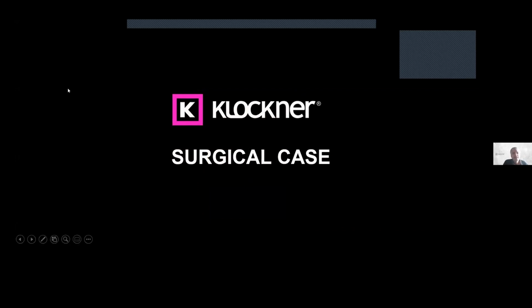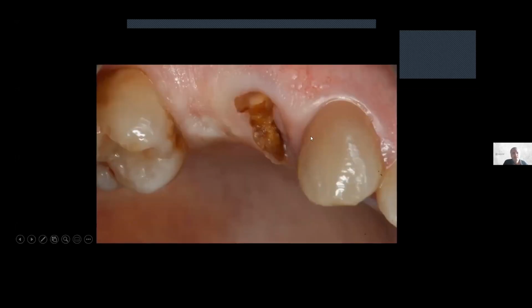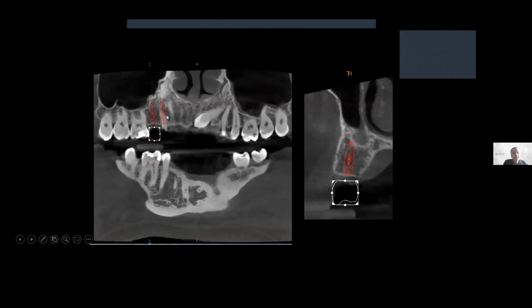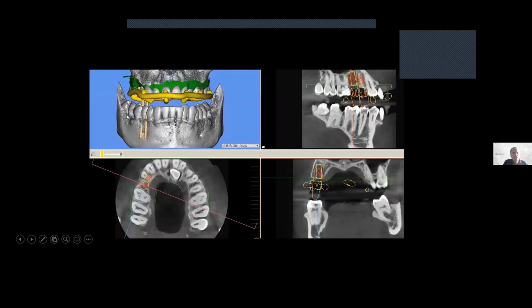Another case that we can see, this is routine in our office. We have to extract this root and then place also an implant here. We design it, we have the root, and we have the native bone with a virtual crown. Once again, we design our guide. We plan everything in the software. We know that planning is the key for success.